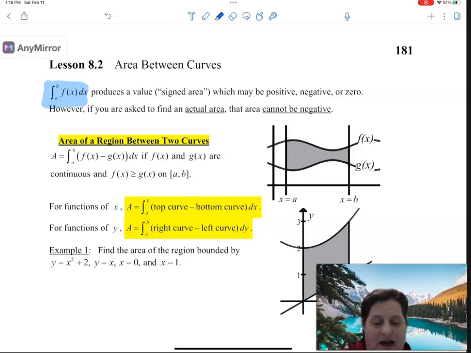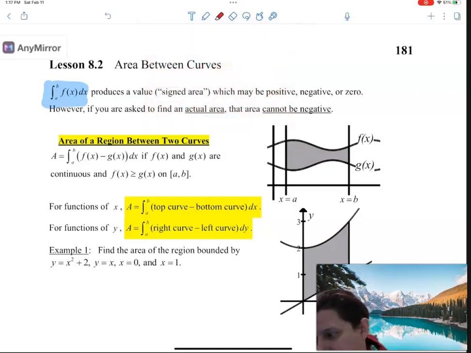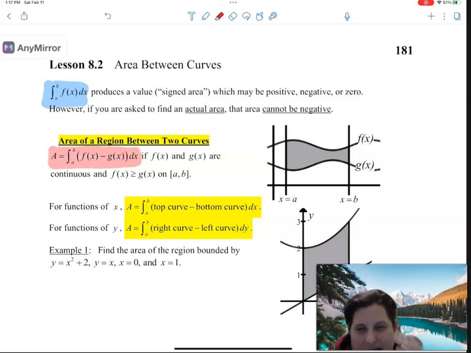If you're asked to find an actual area, though, there's a difference between if I say find the integral of something or find the area. Area needs to be positive. So, to find the area between two curves, it's pretty straightforward, you guys. And I would think that you would probably just understand this conceptually.